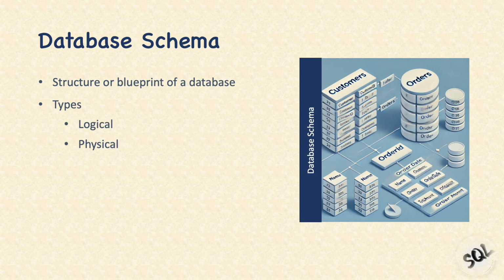Logical schema defines the logical design such as entities, attributes, and their relationships, whereas the physical schema specifies how the data is actually stored in hardware, including tables, indexes, and partitions. Schemas help ensure consistency, organization, and clarity in database design.